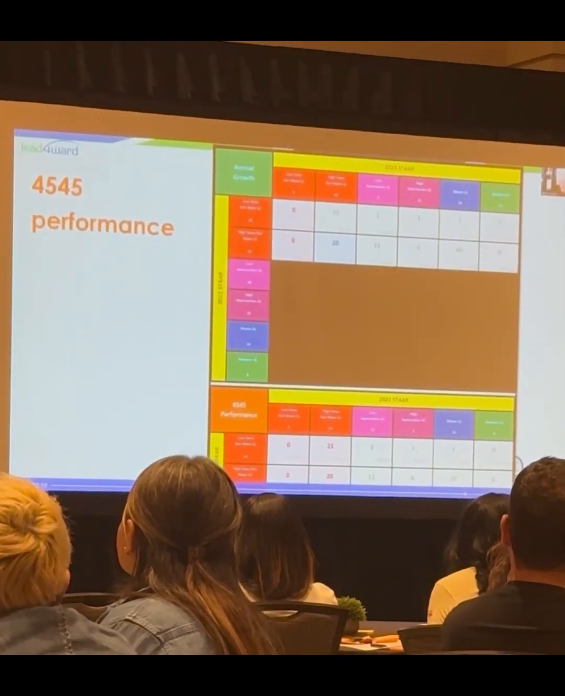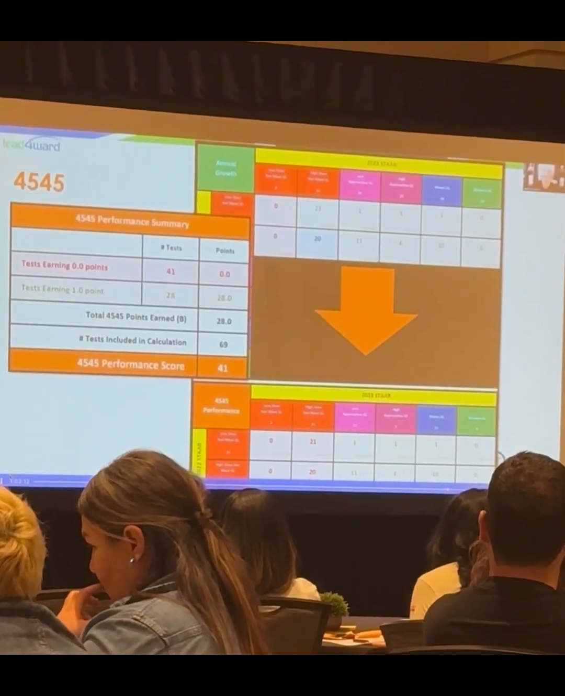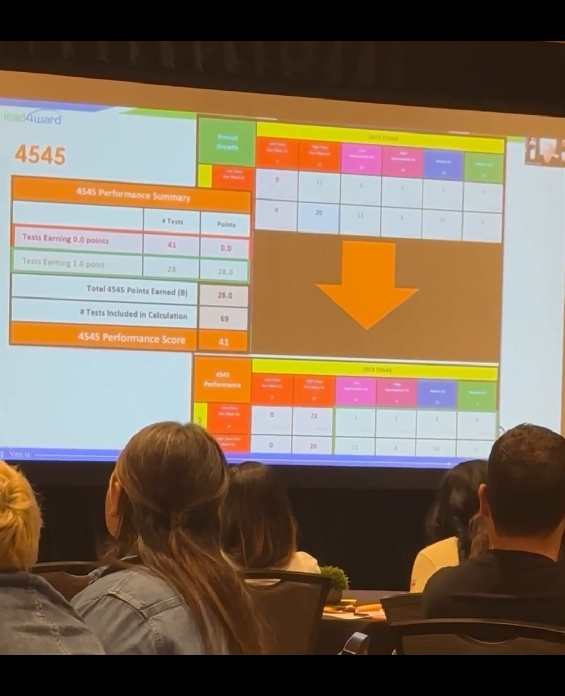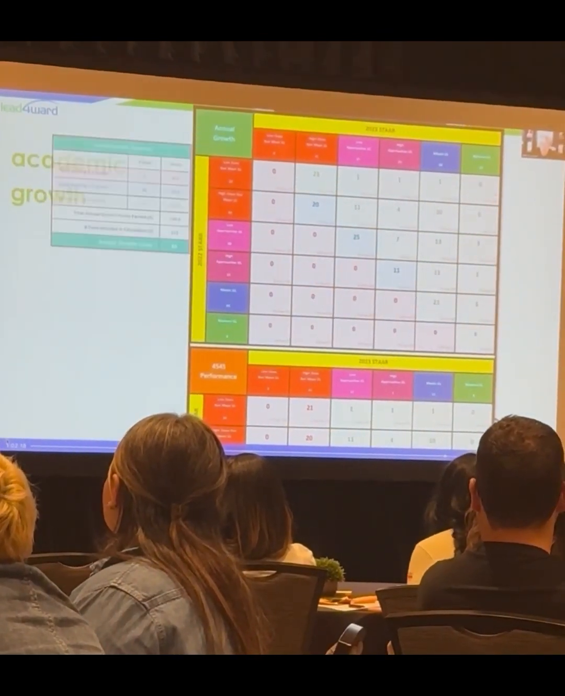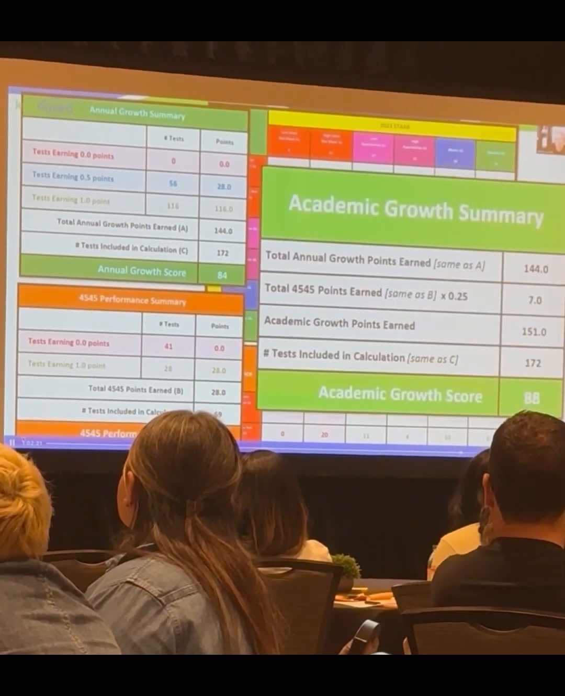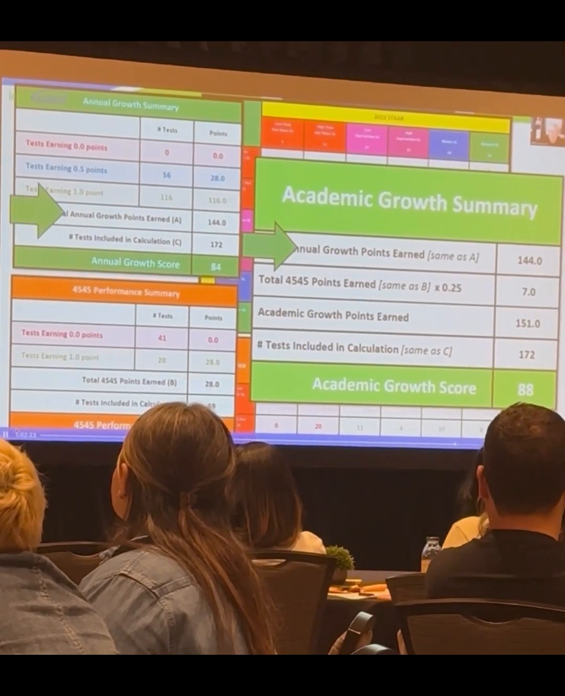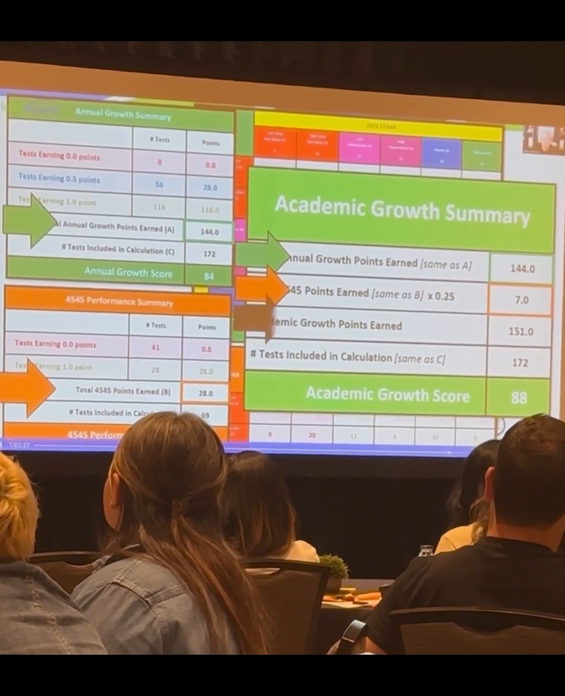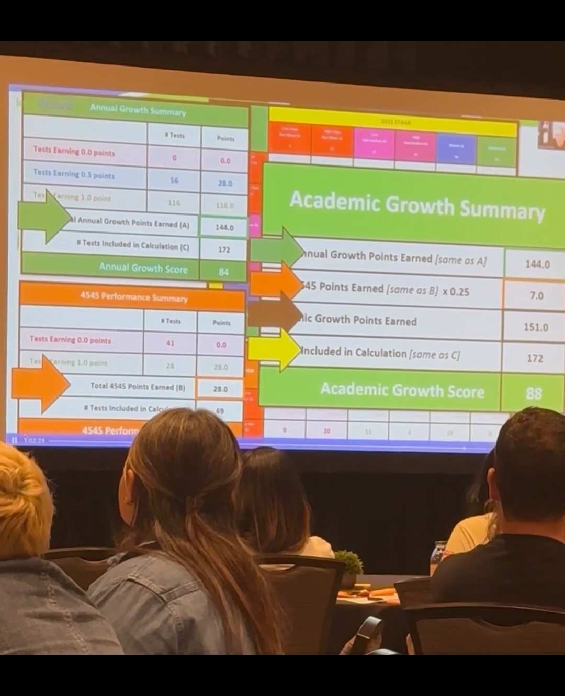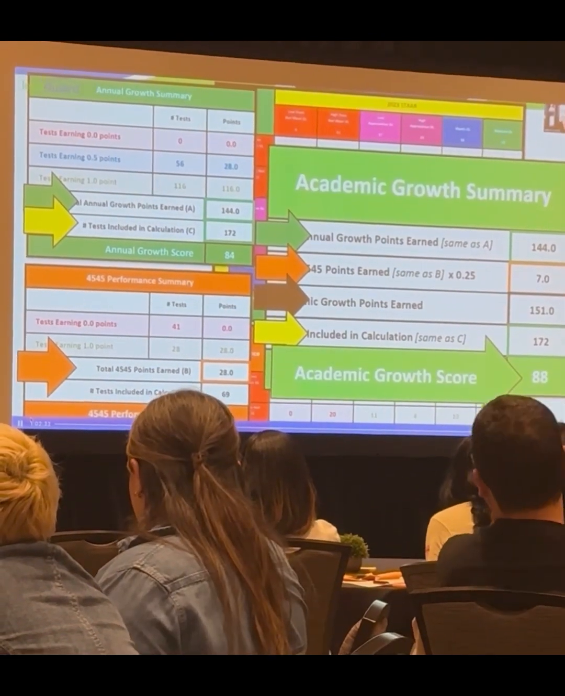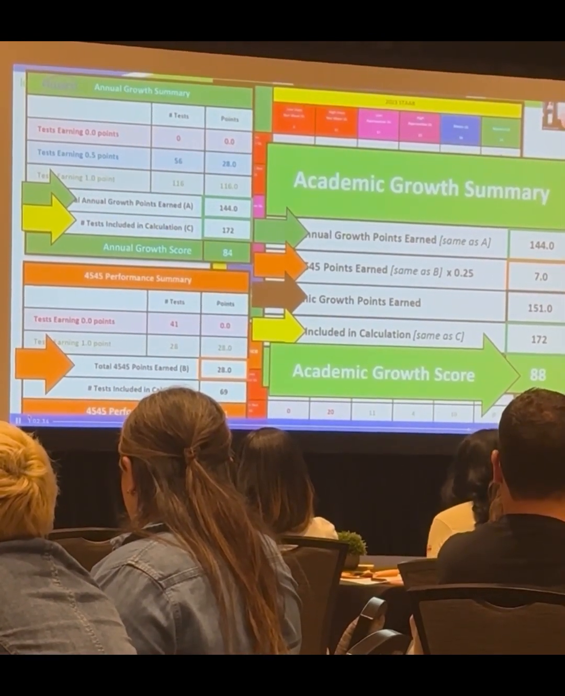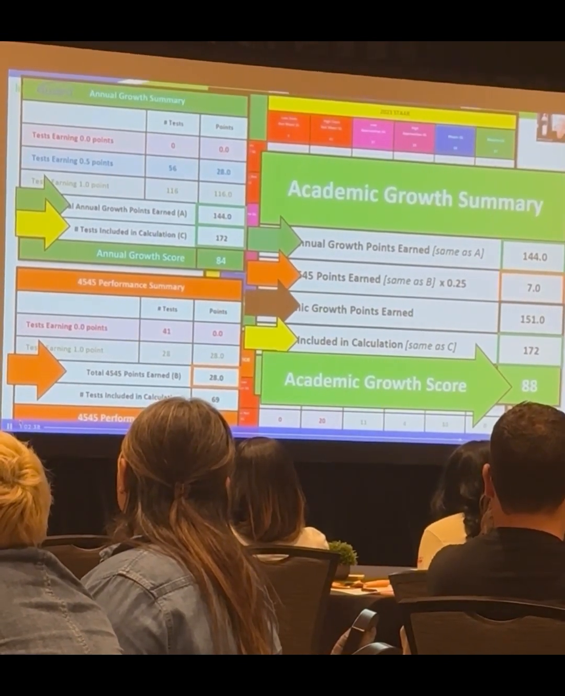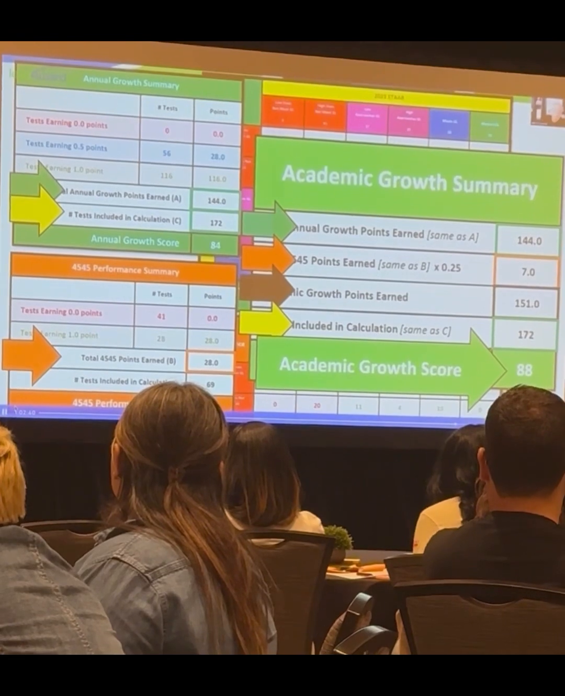We would then get the benefit of our 45-45. And I know I'm going through this quickly, but when we get to an academic growth score, which is a combination of our annual growth and 45-45, we would end up with a number comfortably above 85. I'm going to say comfortably above whatever cut score TEA is going to set for growth for 2023.